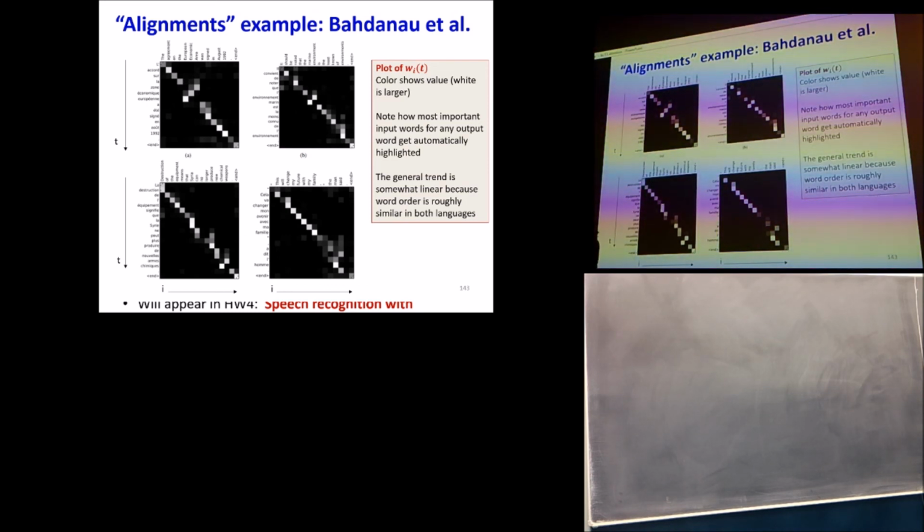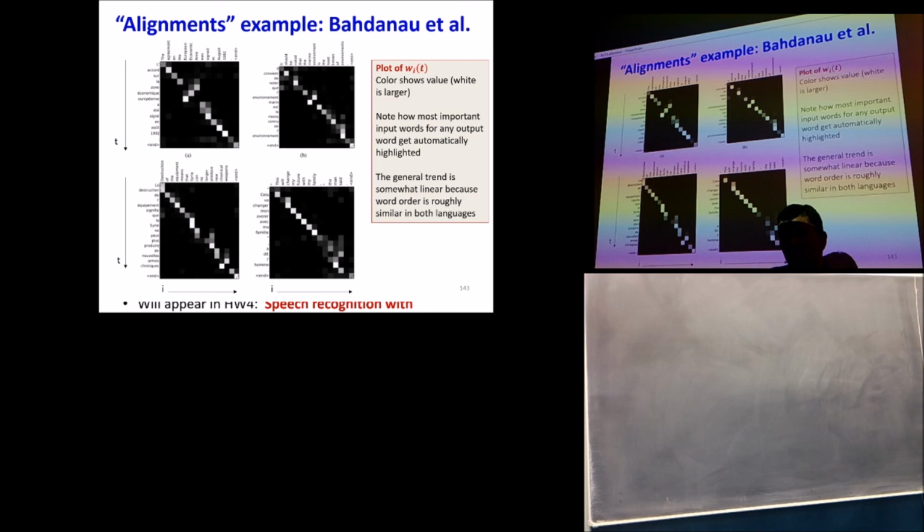So the order of the words is different. It actually gets flipped. And you find that the attention model actually learns that in order to produce the 5th French word, it must focus on the 7th English word. But to produce the 6th French word, it must focus on the 6th English word. But to produce the 7th French word, it must focus on the 5th English word.